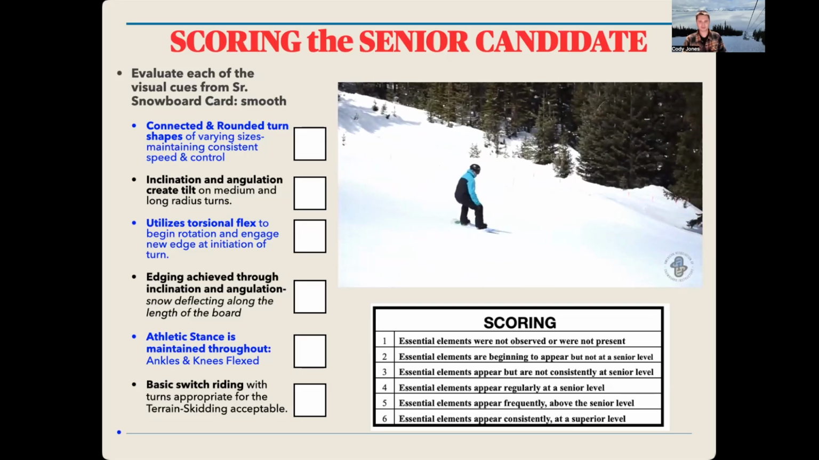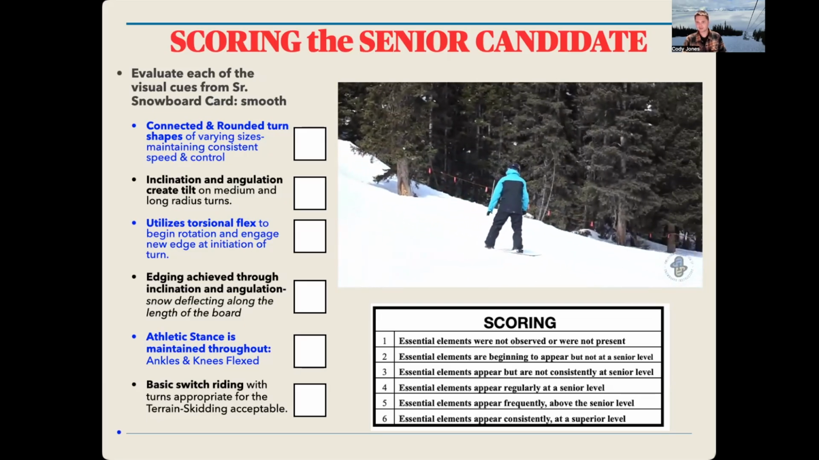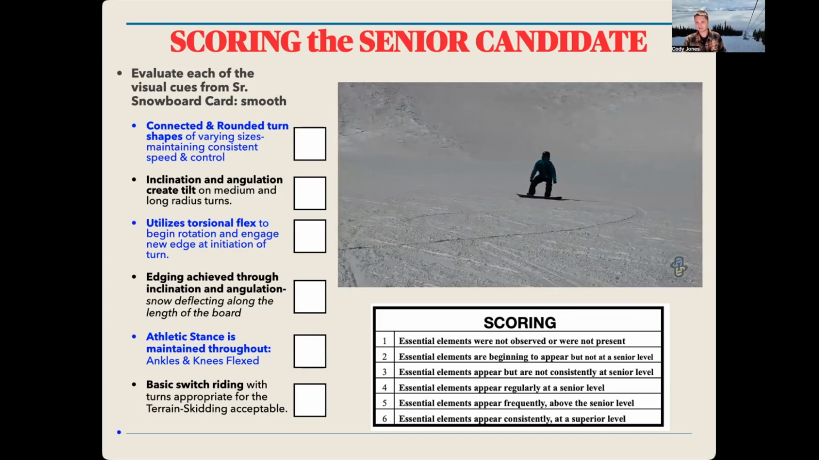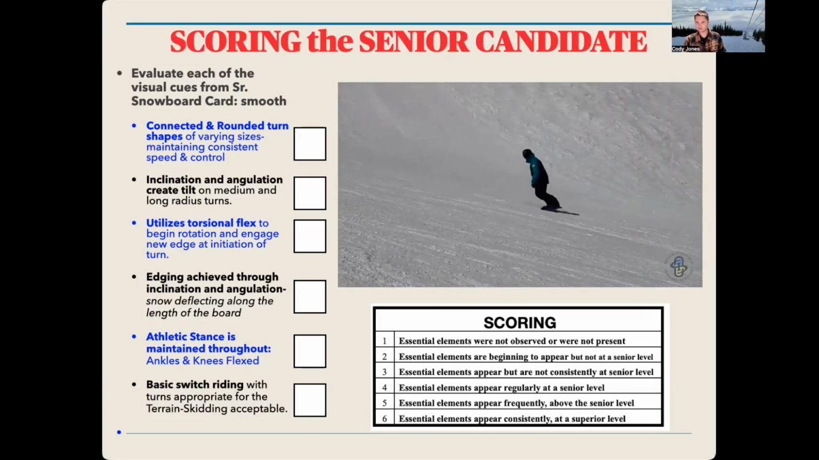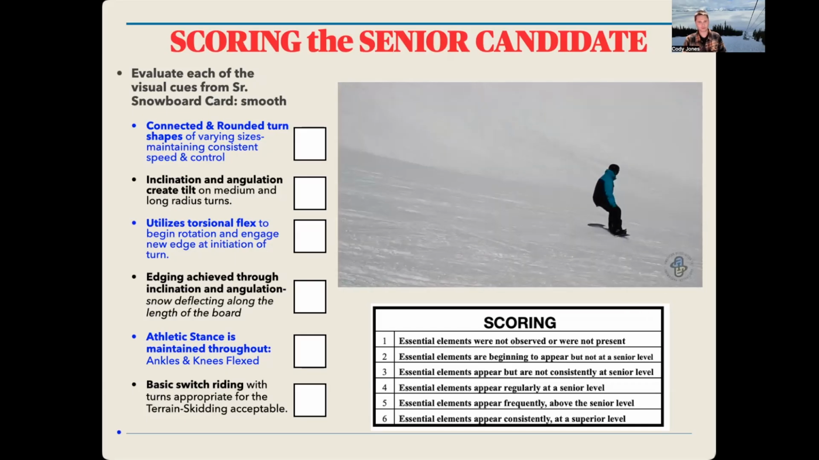Inclination and angulation, creating tilt on medium long radius turns. Here you can see that he does have pretty good flex in his ankles and his knees there. Getting some tilt in the snowboard. I think that is probably a 4 on the scorecard.